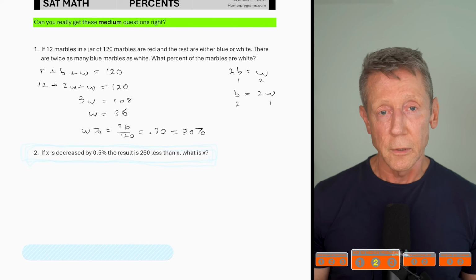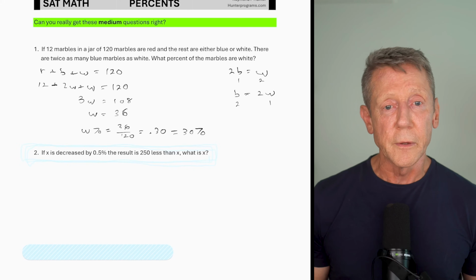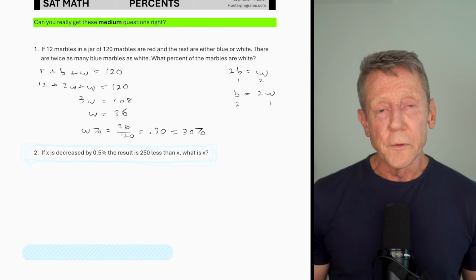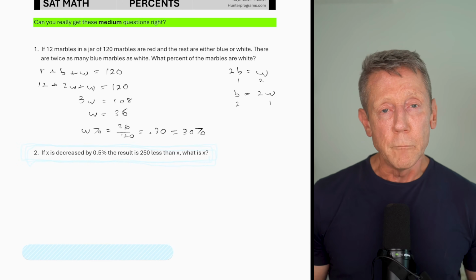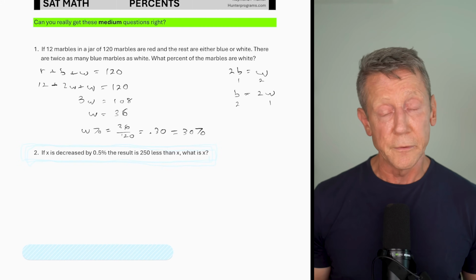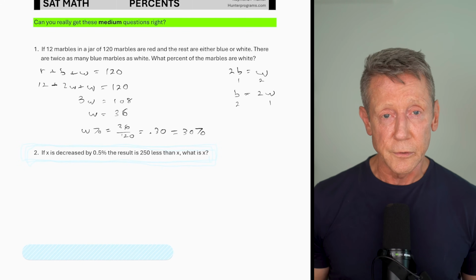Let's read the second one together. If X is decreased by 0.5%, the result is 250 less than X. What is X? When I wrote this one, I intentionally made the left side have a decrease, but it's percent, and then the right side has a decrease, but there's no percent. I did it intentionally. Let's go ahead and convert this sentence into an equation.